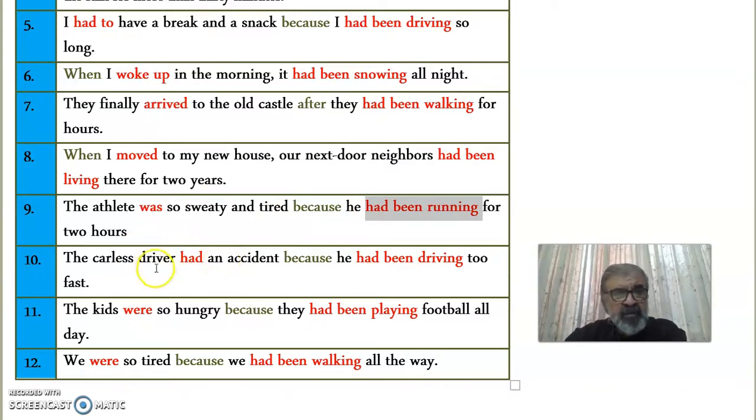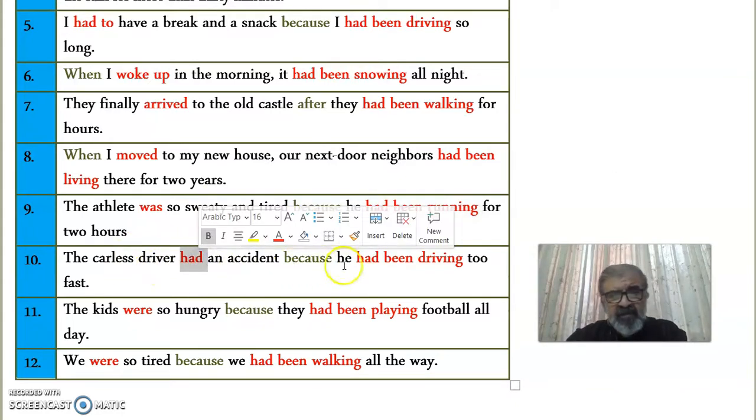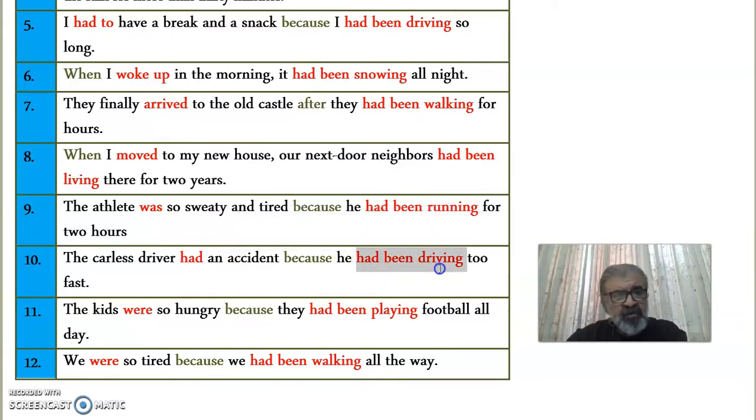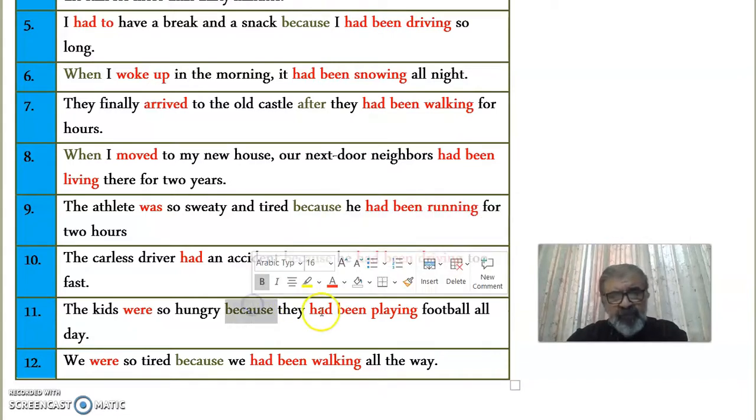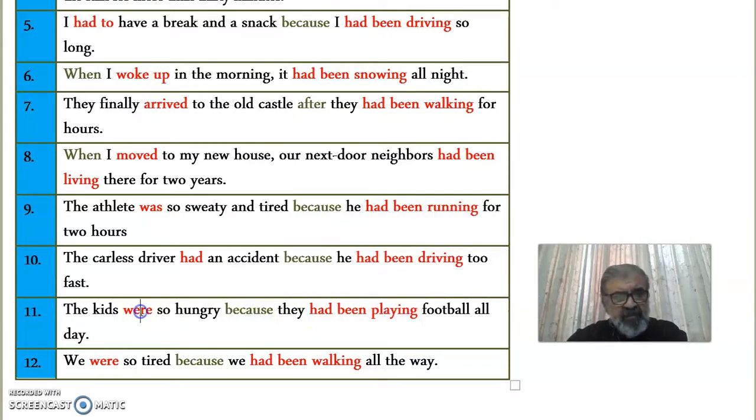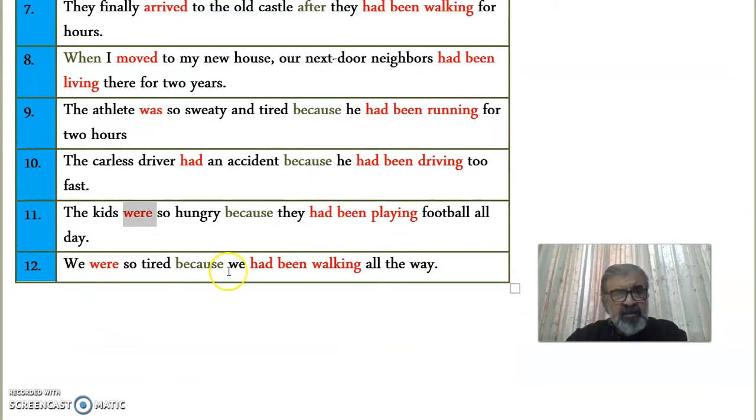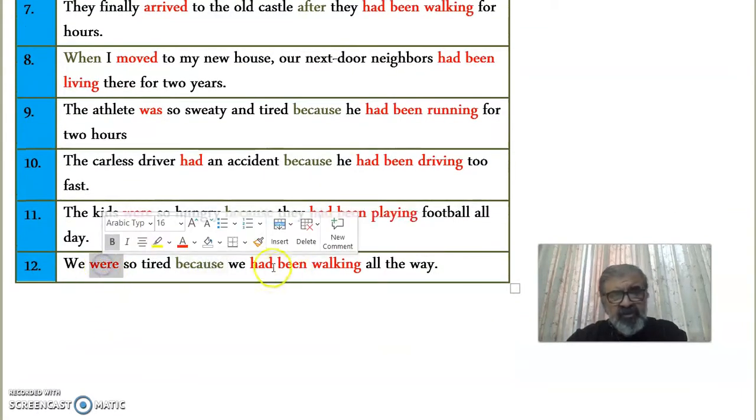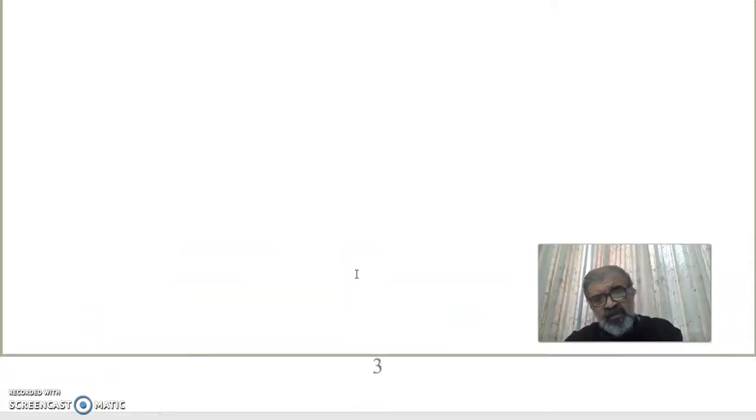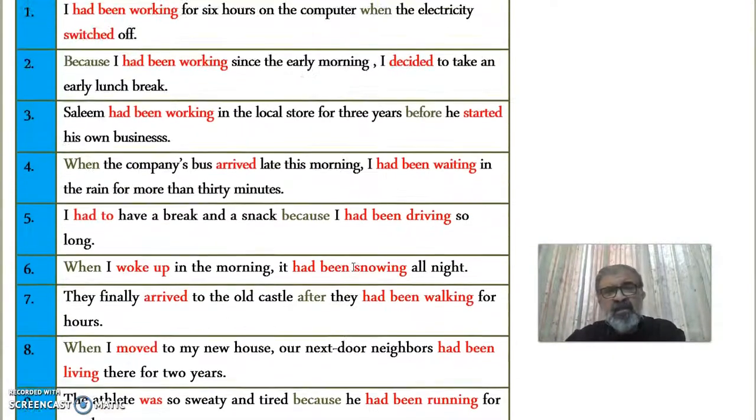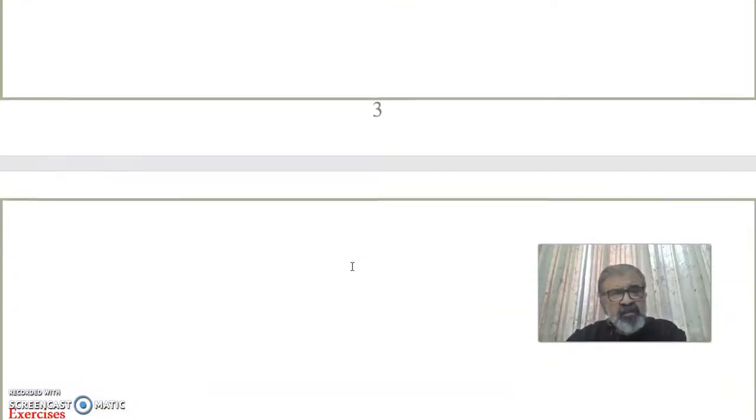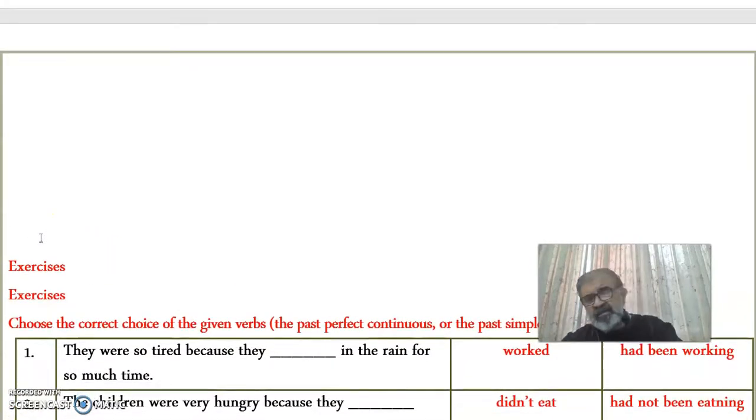Let's see. The careless driver had an accident because he had been driving too fast. That's action 1, because followed by action 1. Because again followed by action 1, had been playing, and then we have where. And here, because also preceded by action 2 and then action 1. These were the examples. Now we're going down to the exercises.